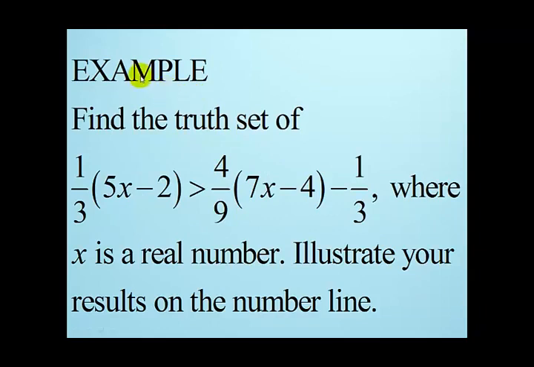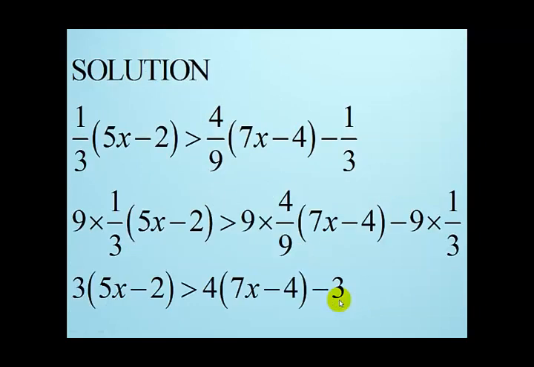Now let's consider this example. Find the true set of 1/3(5x − 2) > 4/9(7x − 4) − 1/3, where x is a real number. Illustrate your results on the number line. Now let's look at the solution.